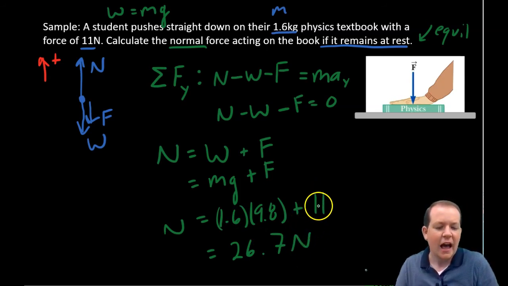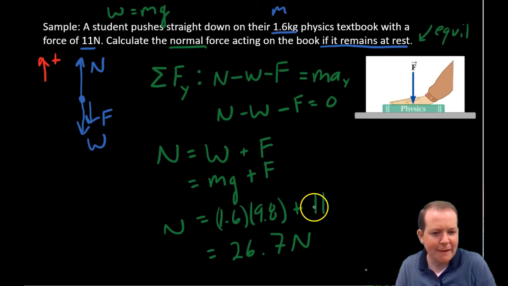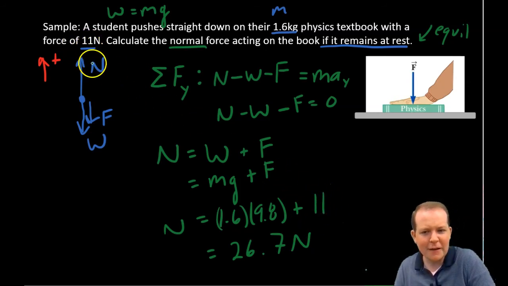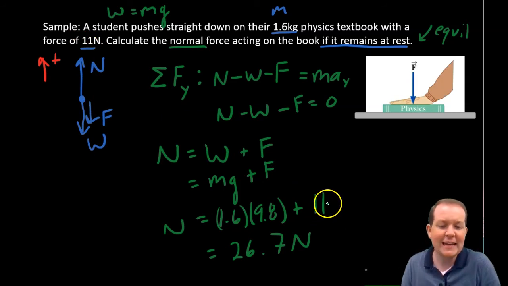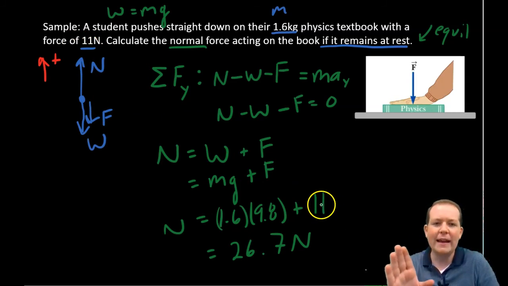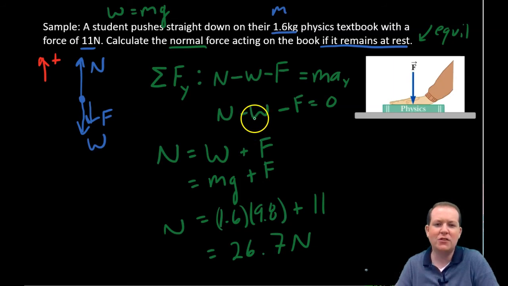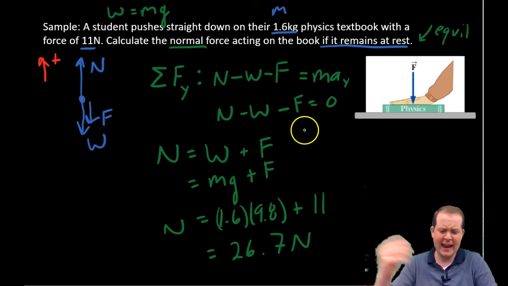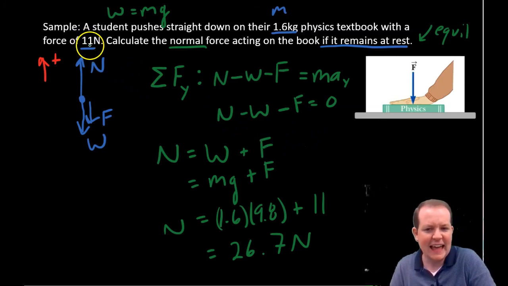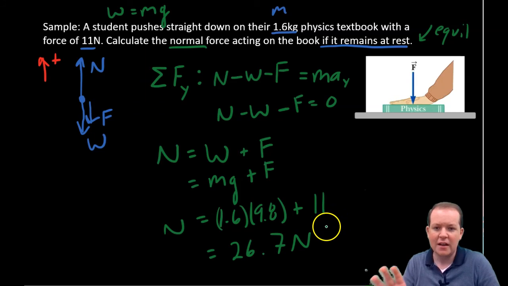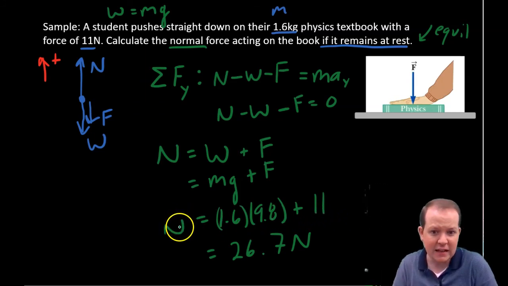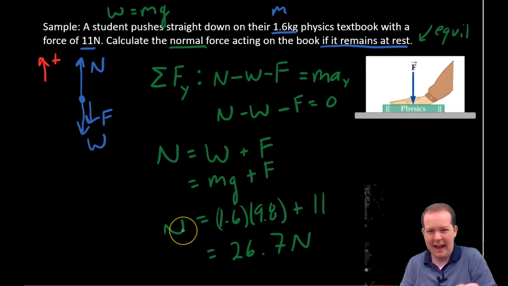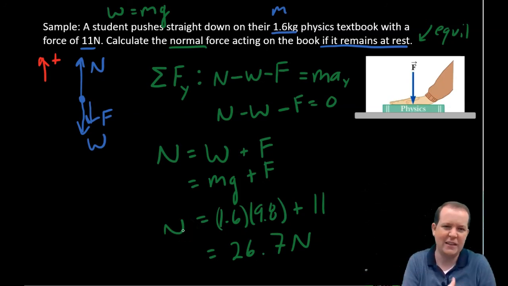Did you notice I didn't plug in a negative 11 here, even though this 11 was acting down? Why didn't I plug in a negative 11? I already accounted for the fact that the vector is in the negative direction when I wrote the equation. Okay, so now I just plug in the number. When I did algebra, I swung this to the other side. It ended up being positive. But if I plugged in a negative 11, I would get the wrong answer, because then it would imply algebraically that that force was actually helping out the normal force, and it would be subtracting the overall amount.